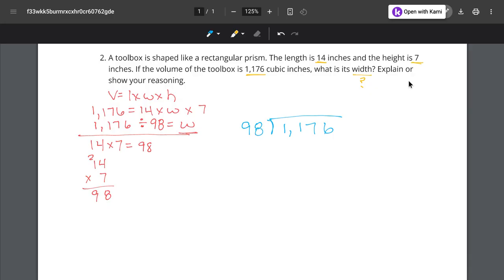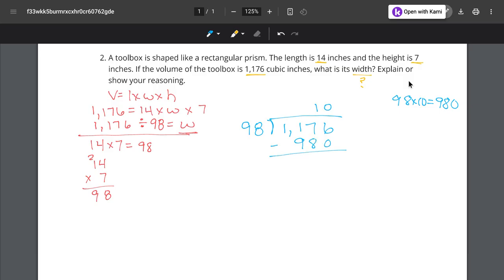Now there's a lot of facts that would be helpful here, but right away I'm thinking about 98 times 10, right? 98 times 10 is going to be a 98 with a 0. That's a good starting point. So let's go ahead with that. 10 times 98, as we've already said, is going to be 980.